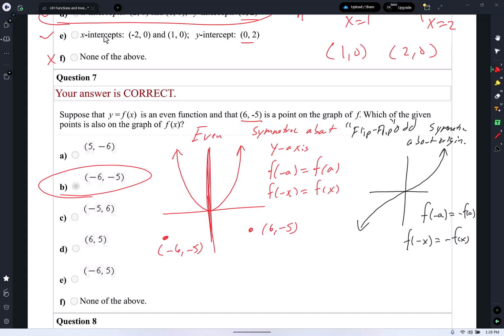If it was an odd, tell me where I would be. Flip, flip. Where would I be? I'd be in the same quadrant. Where would that point be now? Yep. If you were odd. So put that in for good notes.